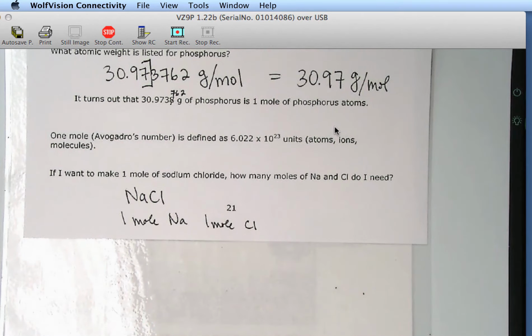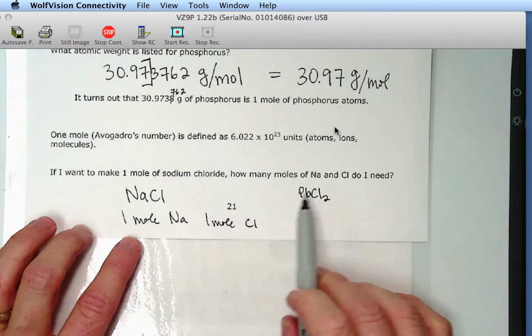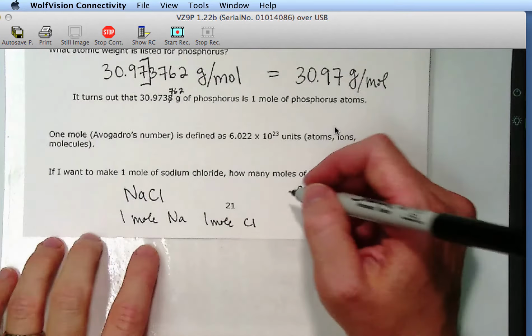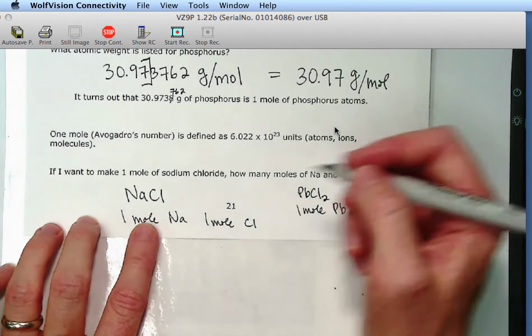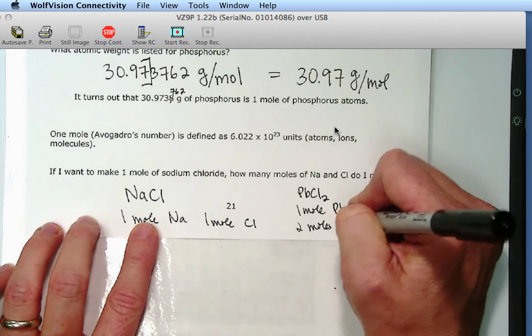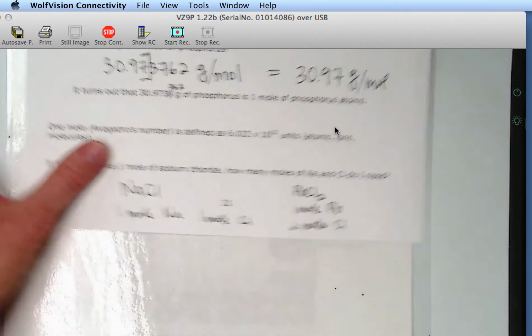Now, if I was asking you about a different compound, let's say PbCl2, in order to make that compound, I would need 1 mole of Pb. How many moles of chloride? 2 moles of chloride. So these are molar ratios when you're dealing with compounds. Whether it's a molecular formula or an ionic formula, those are molar ratios.